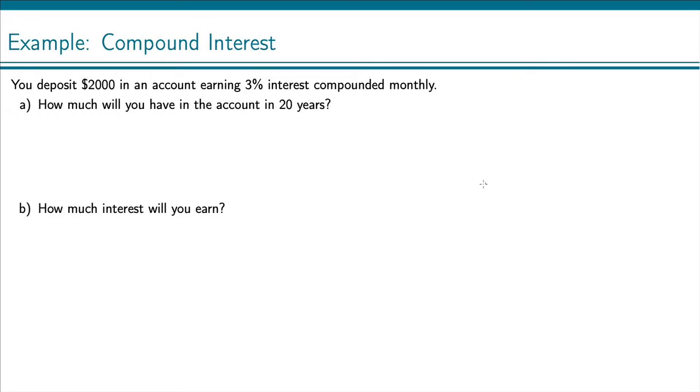You deposit $2,000 in an account earning 3% interest compounded monthly. How much will you have in the account in 20 years?